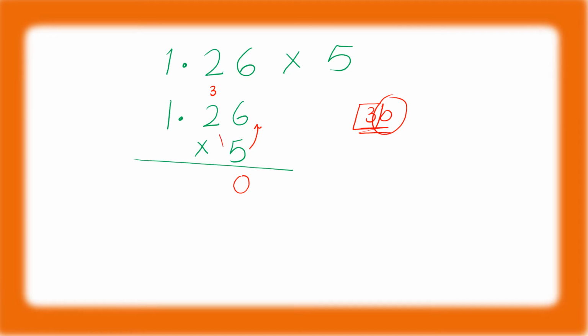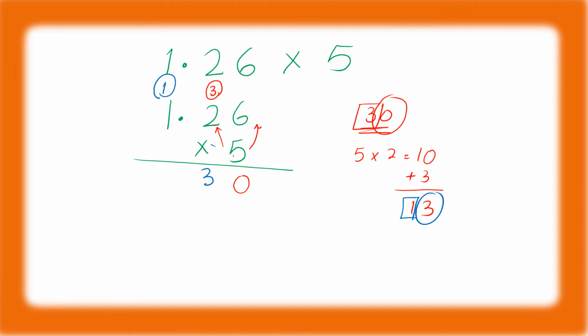Now multiply this by this. 5 times 2, it's 10, right? And this 3 is already there, so you add that 3. So 10 plus 3 is 13, right? Now we don't write the 13. We only write one digit and the other digit we carry. So we write here 3 and the next digit, 1, as carry.